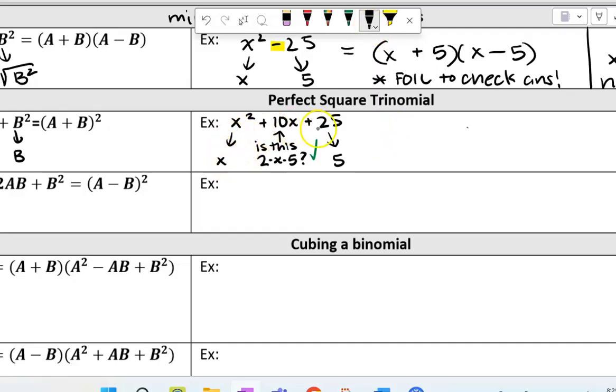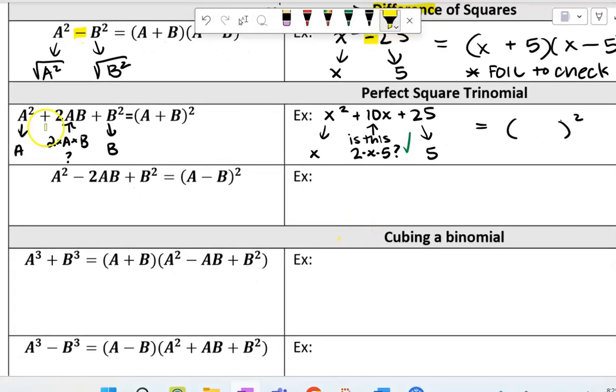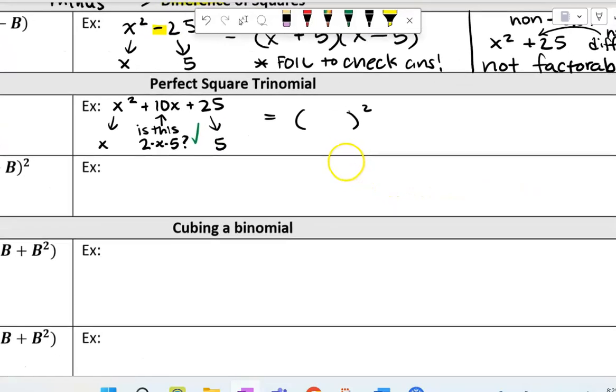So I take the square root of the ends and I get x and 5. I check the middle to make sure it's double my ends. And because all of it works, I'm able to put this into the perfect square pattern. And the perfect square pattern is this. You take your square roots of the ends that you found at the beginning of the problem, you steal the first sign you see, and you put it in there. So that's exactly what I'm going to do here.